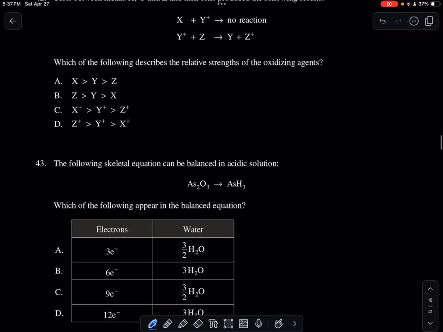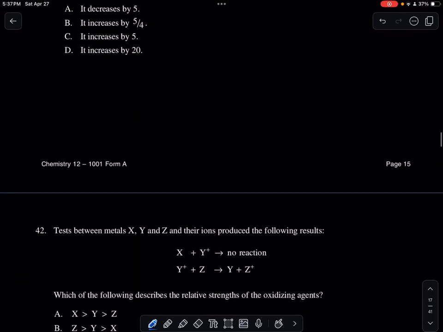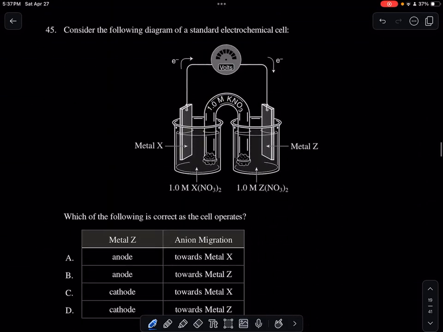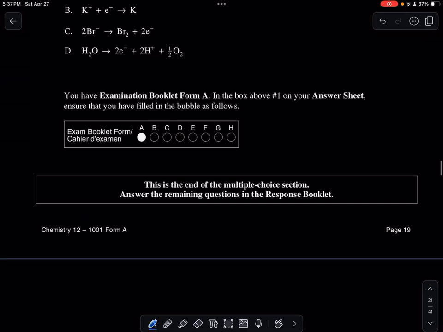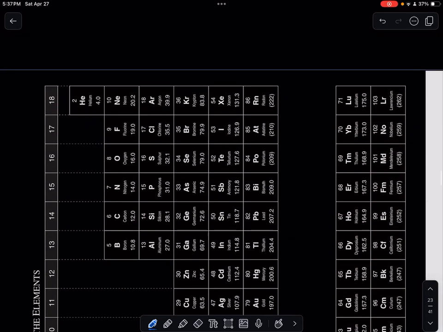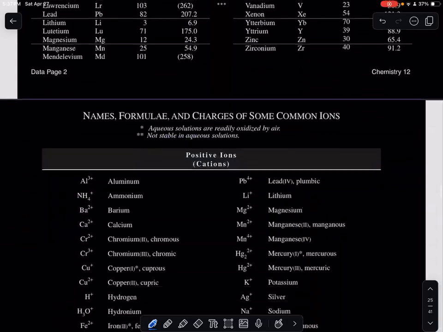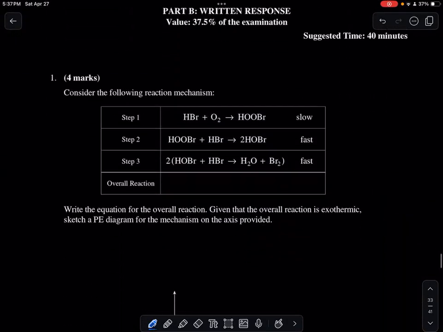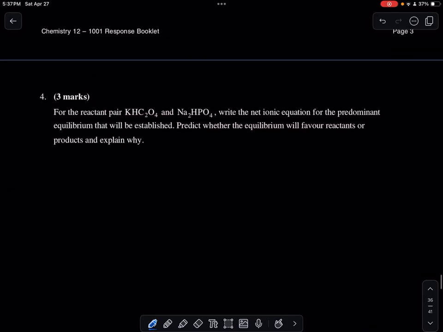Okay, so we've done the first 39 questions, and we still have remaining around the last 10. So we'll go through those in another video, but here are all the data tables that you'd probably need, and then we will move on to some of the written responses.